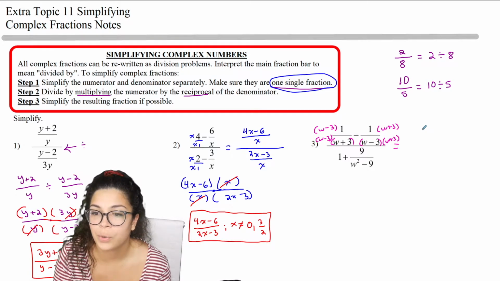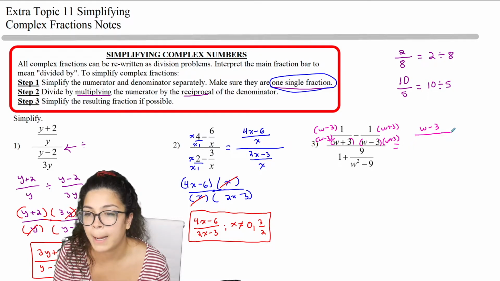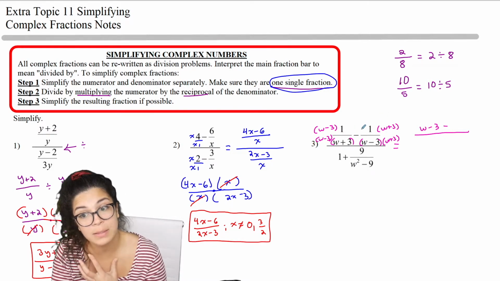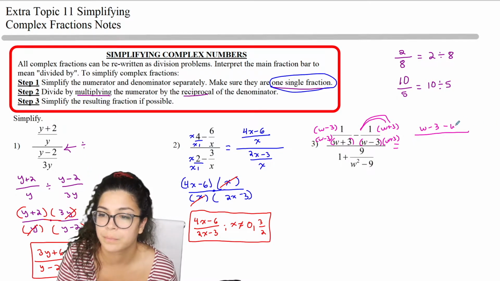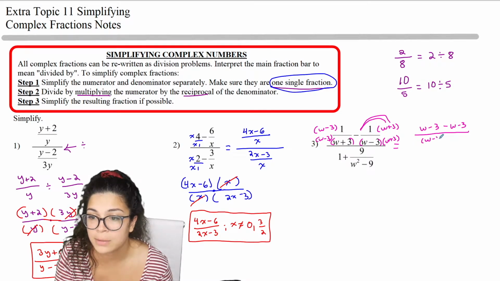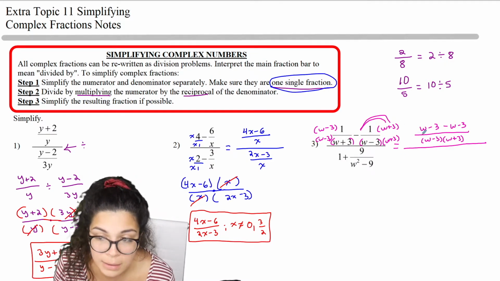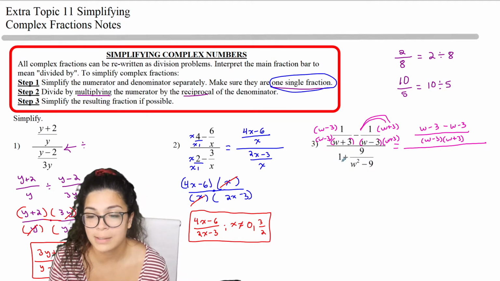So now the numerator is w minus 3 minus, and I need to put the second thing in parentheses, so this would be minus w minus 3, all over the same denominator of w minus 3 times w plus 3. That's just the numerator. I could clearly also simplify that, but I'm going to do a step at a time. Now moving on to the denominator.